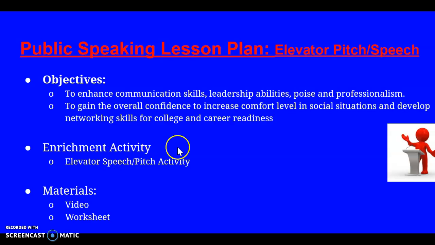The objectives are to enhance communication skills and leadership abilities, poise, and professionalism, to gain overall confidence, to increase comfort level in social situations, and develop networking skills for college and career readiness. This particular activity is related to elevator pitch and speech. And so the students will practice an activity and learn how to develop an effective elevator speech. The materials are a video and a worksheet.